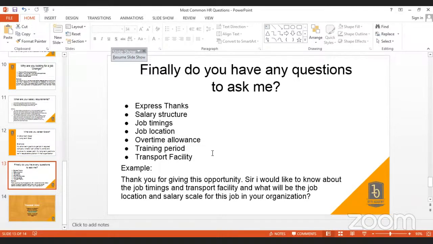For example, thank you for giving me this opportunity. Sir, I would like to know about the job timings and transport facilities, and also where will be the job location, and the salary scale for the job in your organization. So you can just ask all these questions to the interviewer.